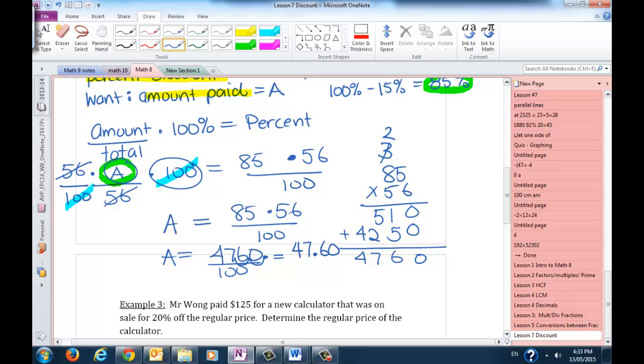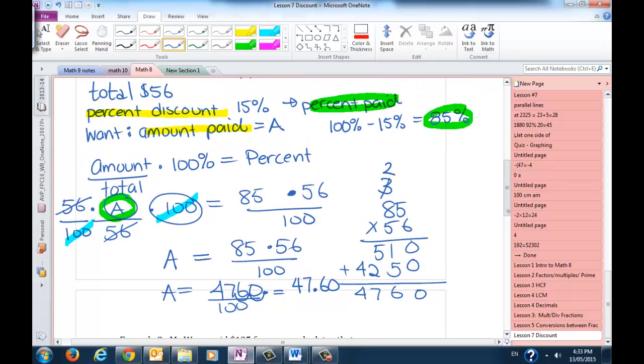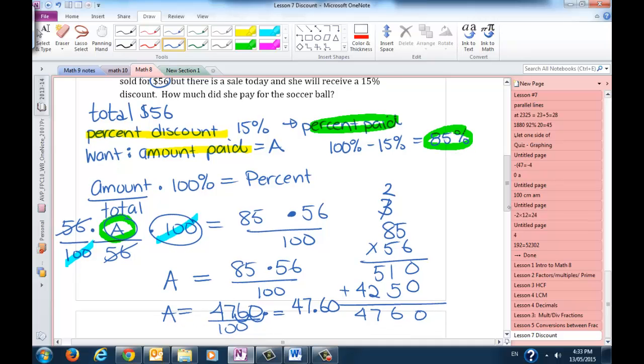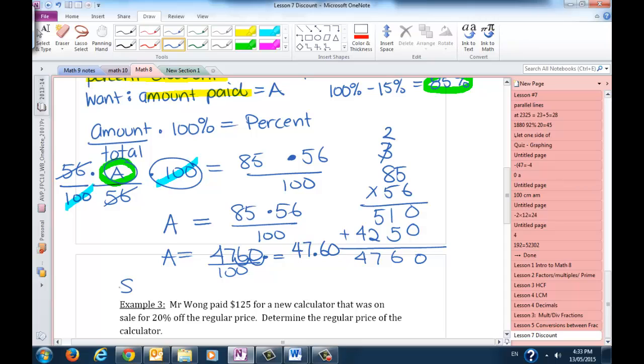Now it's a monetary value, so it makes sense that it has 2 decimal places, and it's a word problem, so I'm going to make sure that I answer with words. So I look back again, because I can't remember what the question was. How much did she pay? Right. Okay. She paid $47.60 for the soccer ball. Excellent.